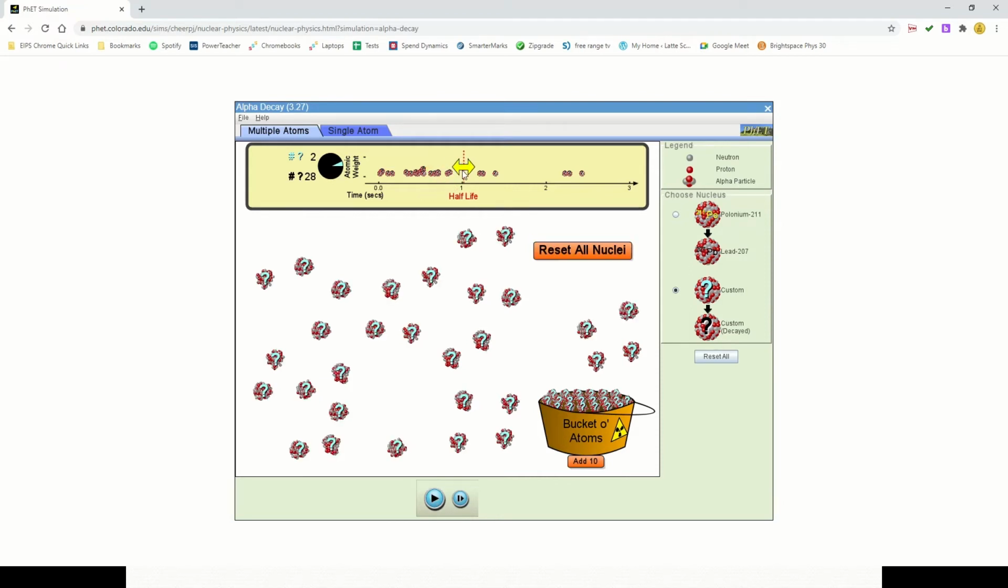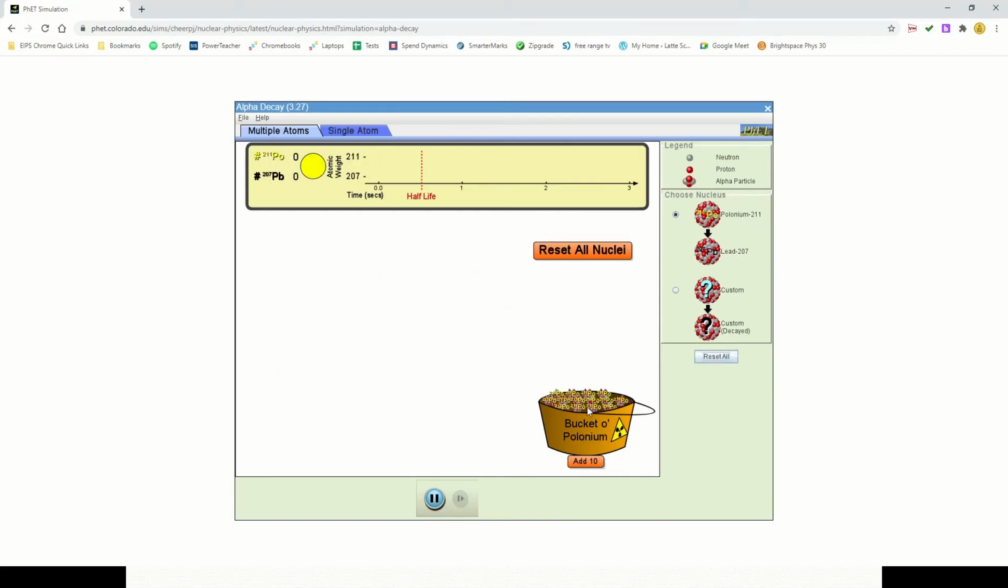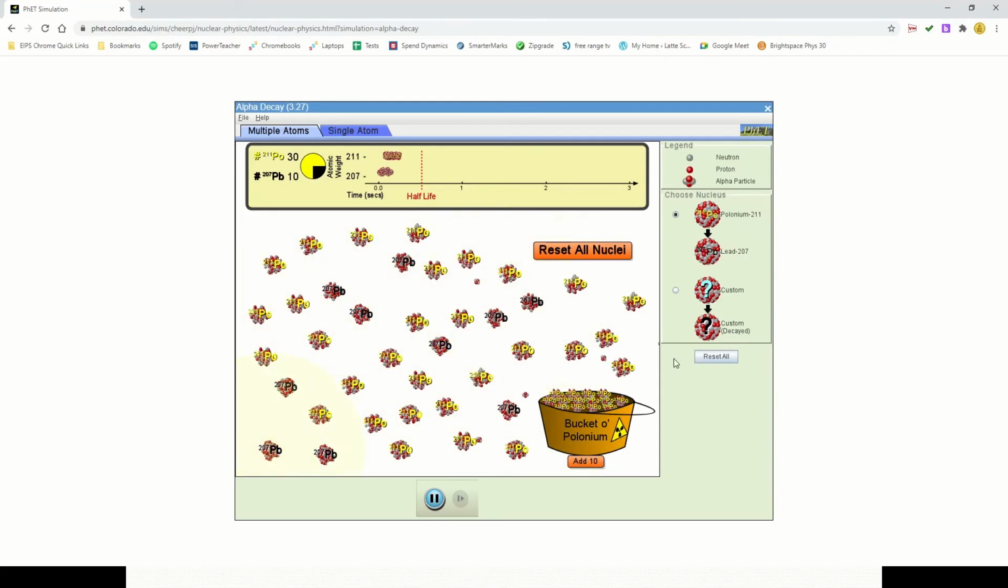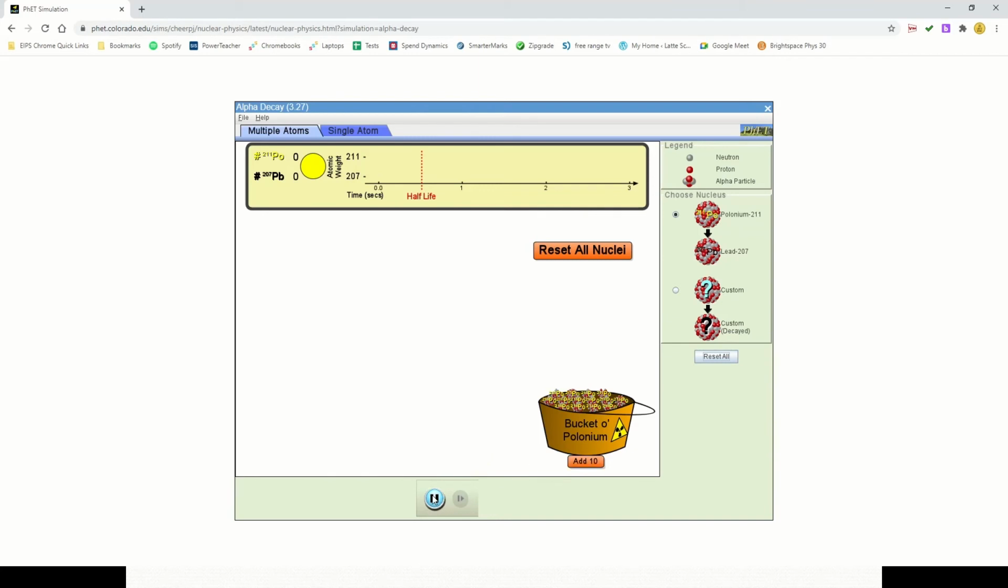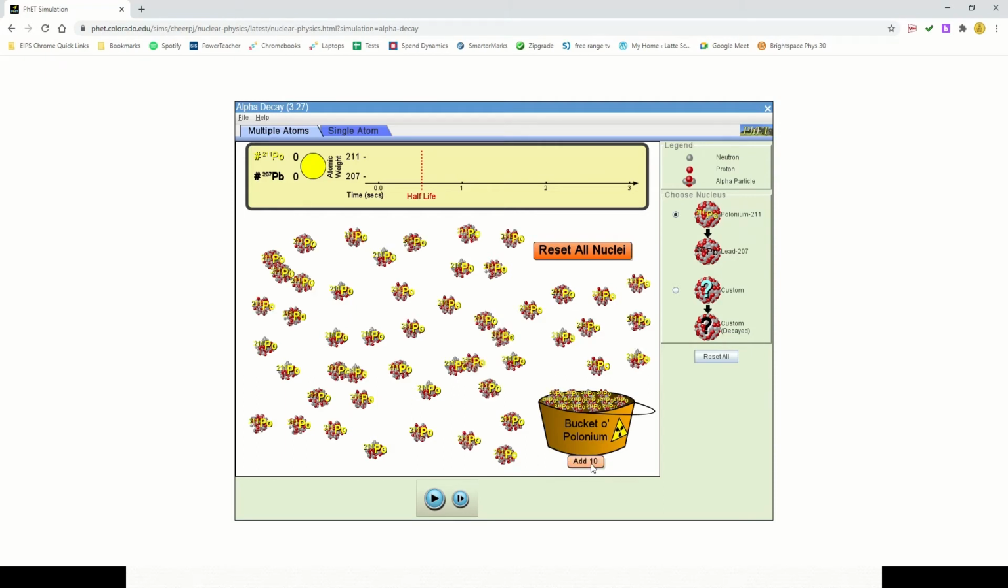We'll reset them. So how many did I add? I added 50. Let's reset all. So if I add, let's pause. There we go. 1, 2, 3, 4, 5. So I added 50. Our half-life is right here. We don't know when each individual one is going to decay, but we do know when about half of them will decay. So when I hit this point, it should be right at 25.